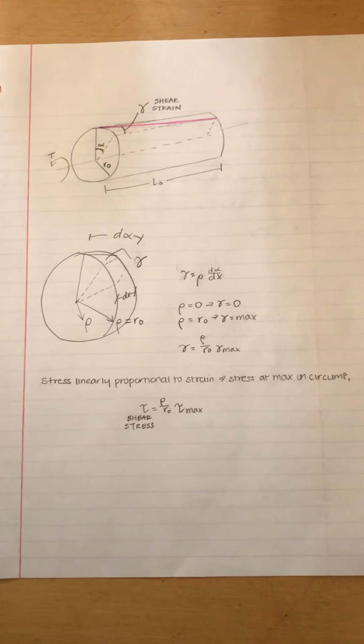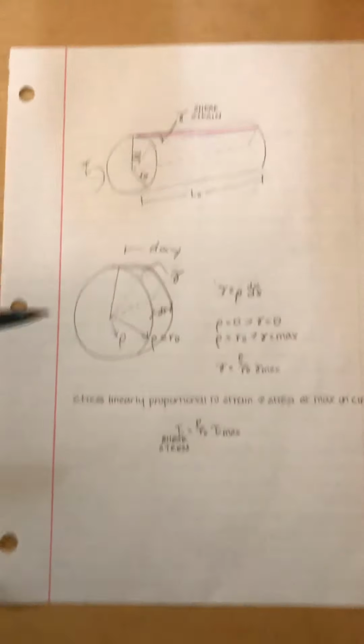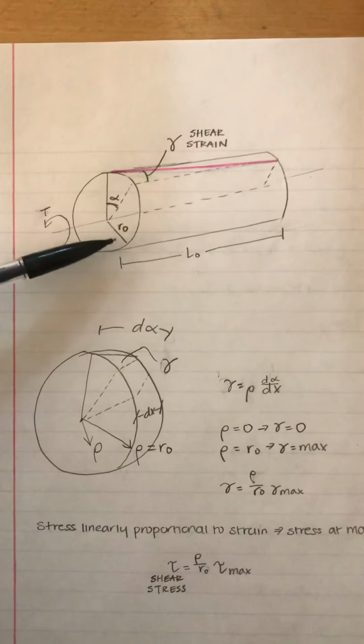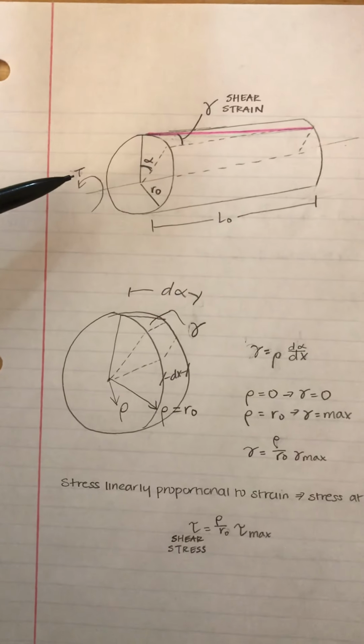Hi, I'm Mary, and I'm going to be showing you how to derive the equation for the angle of twist in a cylinder. So I've drawn our cylinder up here. It has radius RO, length LO, and a torque T is applied to it.